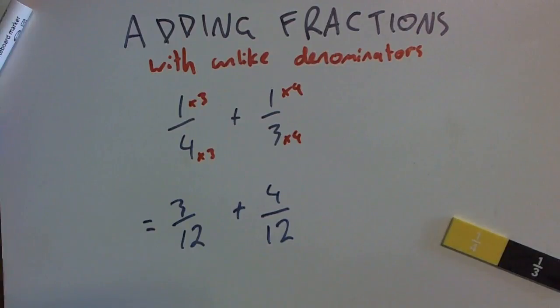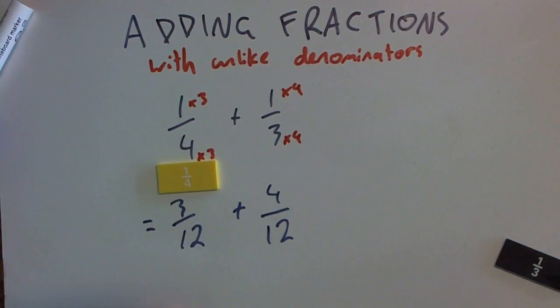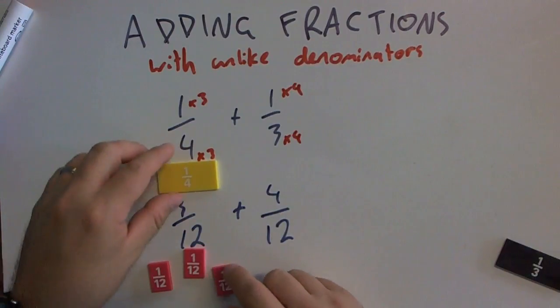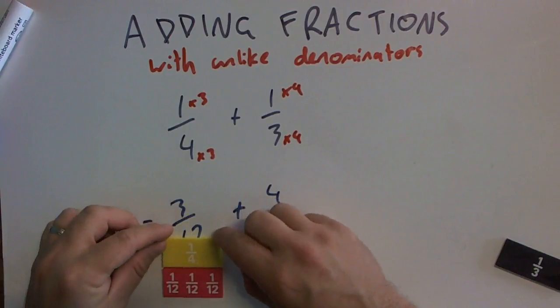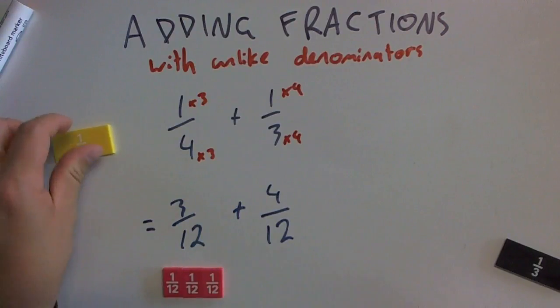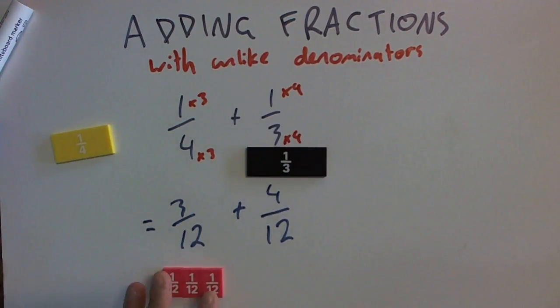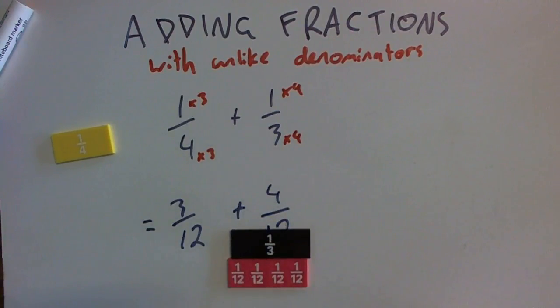Okay, so let's visualize what that is. I had my quarter, and now I've made it into 12ths. And we can see when I put my 12ths together that 3/12 is the same as 1/4. Same goes for 1/3. I now have 4/12, which is the same as 1/3.